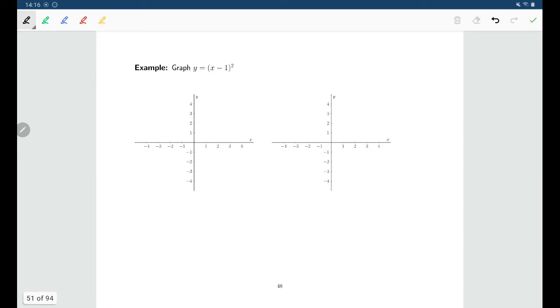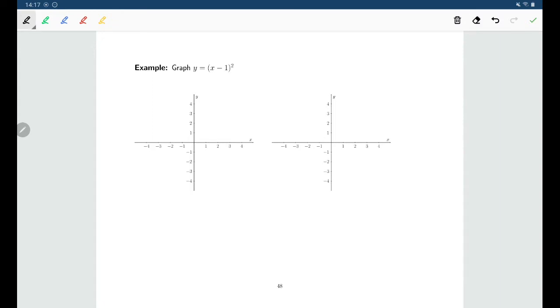So something like this, y equals x minus 1 squared. This is the squaring function, but 1 is being subtracted from the x's. So that means that we're going to start by graphing y equals x squared, and then we're going to transform it by shifting it to the right by 1 unit. And when we do that, we're going to take our original function, y equals x squared, and add 1 to every x coordinate.